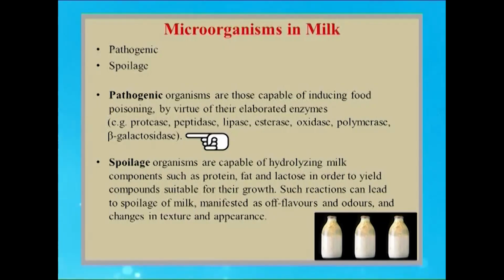However, there is another group of bacteria which is called the spoilage bacteria. This refers to their capacity to hydrolyze or degrade the different components present inside the milk. These components may be protein, fat, lactose, and therefore many byproducts are produced which are not useful for humans and have a harmful effect on the milk. Such reactions can lead to spoilage of the milk, and therefore we have off odor, off taste and bad appearance of the milk, as can be well seen in this picture.